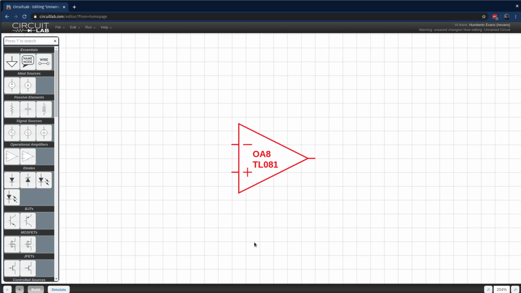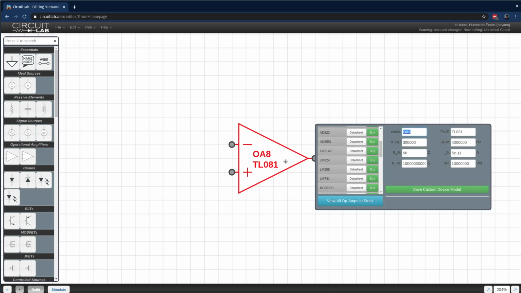Now there's two properties of an op-amp that we're going to be talking about. First, an op-amp will take the voltage at these two input terminals, the non-inverting terminal and the inverting terminal, take the difference of those two voltages and multiply it by a really, really high number at the output. That really, really high number is referred to as the open loop voltage gain. That's set here in CircuitLab as this A_OL.